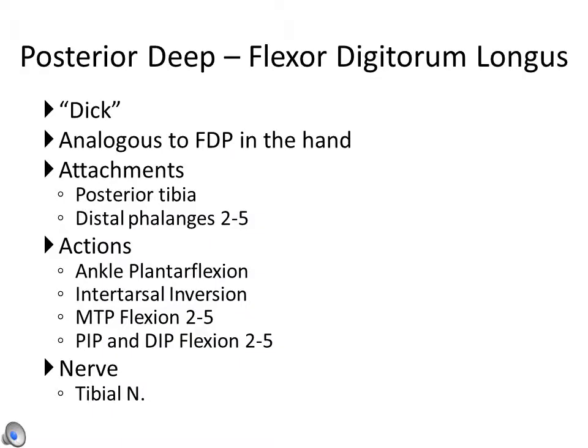Flexor digitorum longus is known as Dick. This muscle is analogous to the flexor digitorum profundus in the hand because its distal attachment goes to the distal phalanges of digits 2 through 5. Its proximal attachment is the posterior tibia. Flexor digitorum longus performs ankle plantar flexion, intertarsal inversion, metatarsal phalangeal joint flexion of digits 2 through 5, and proximal interphalangeal and distal interphalangeal joint flexion of digits 2 through 5. Flexor digitorum longus is innervated by the tibial nerve.